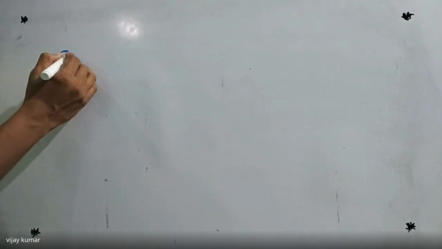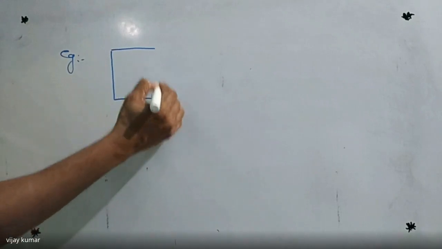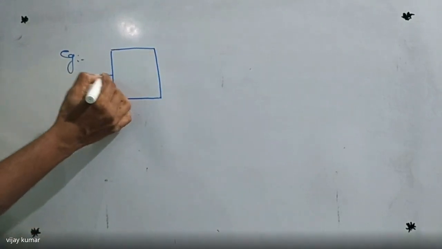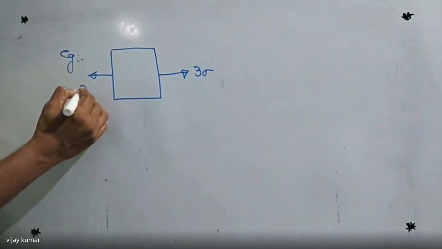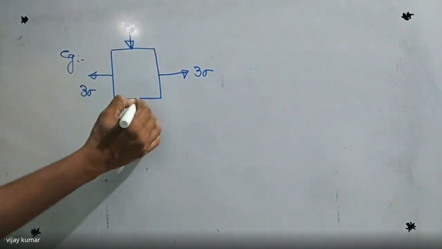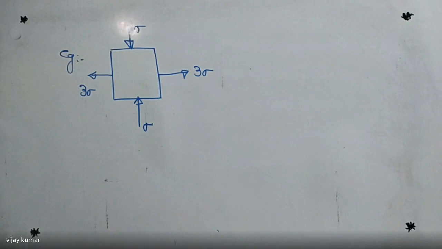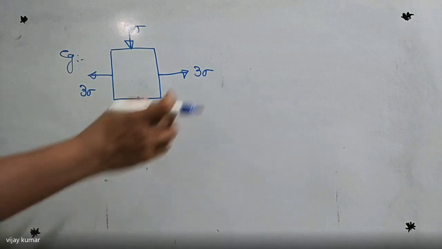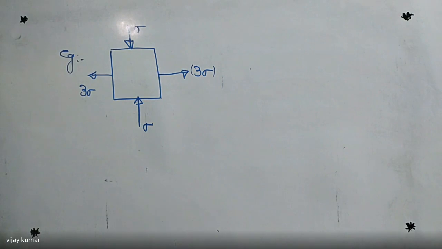This is another example problem on the biaxial state of stress. A component is subjected to two types of stresses like this. One stress is equal to three times sigma, that is tensile. Another stress is compressive, along the y direction, and it is given as sigma. So a component is subject to two normal stresses. One is under tension, so it is positive, and the other is negative, along the y-axis.